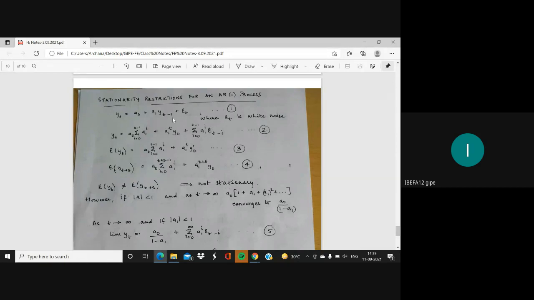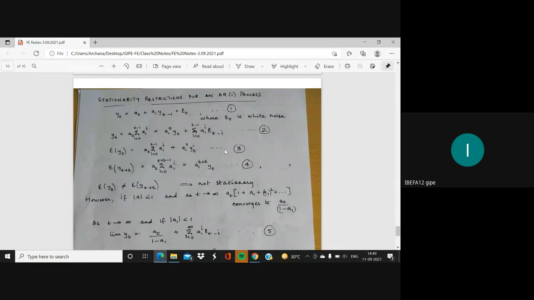So this is the first order autoregressive process or AR1 process, where we are assuming that this error term is a white noise process. And we found from our discussion in the previous class that the general solution to this first order difference equation has this form.